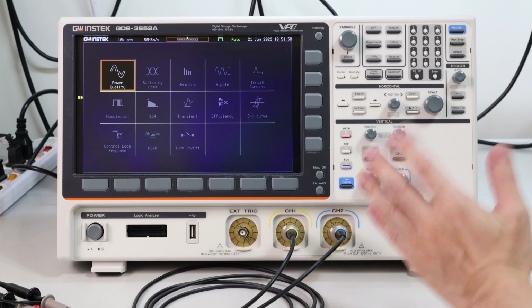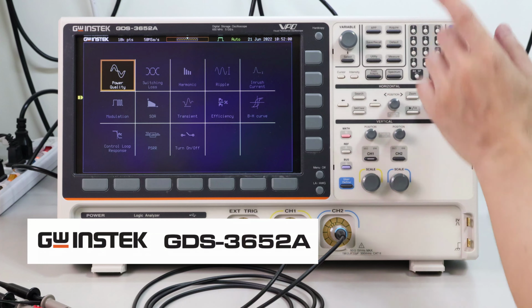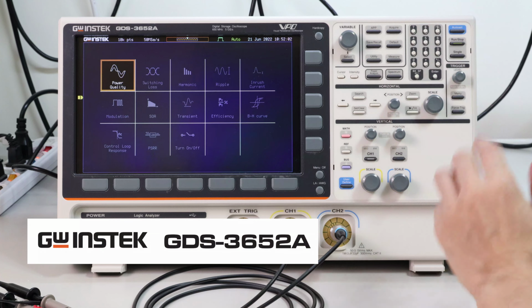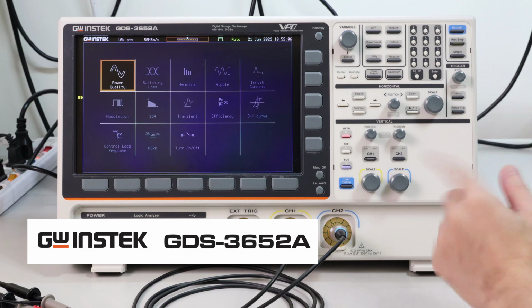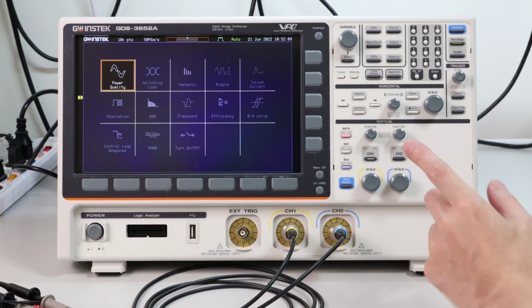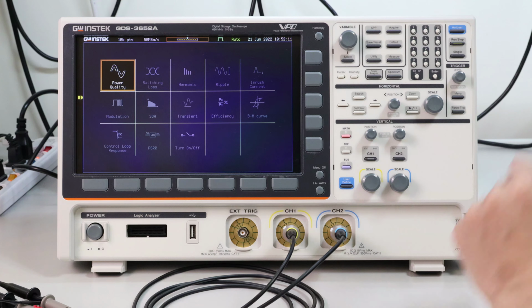For accurate measurement, I use this advanced oscilloscope model, GDS3652A. Correct measurement also requires professional knowledge. There are so many tricky parts. I will introduce them in the rest of the video.